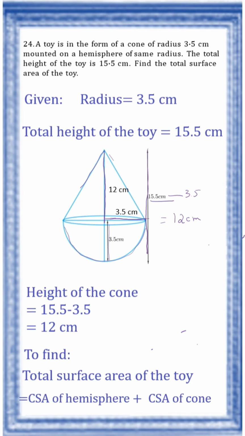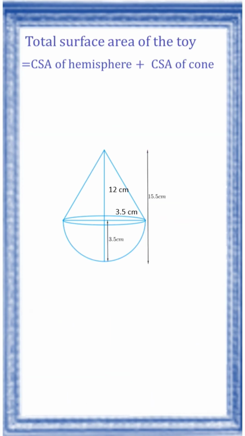Now, what is the CSA of a hemisphere? This is equal to 2 pi r square. CSA of a cone is pi r L. But here we don't know L, the slant height. All other things we know. So L is equal to, in this right angle triangle, using the Pythagorean theorem, the square root of r square plus h square.